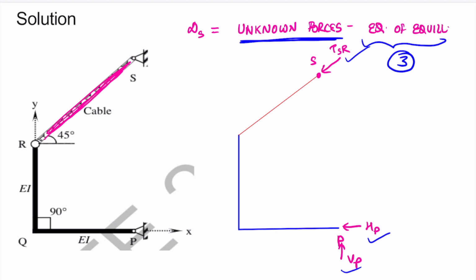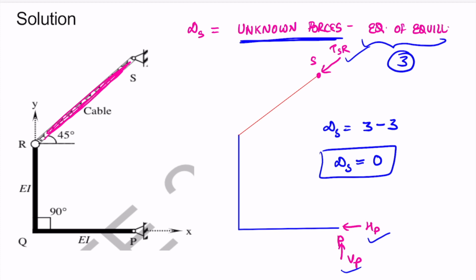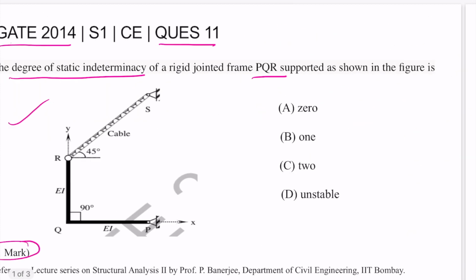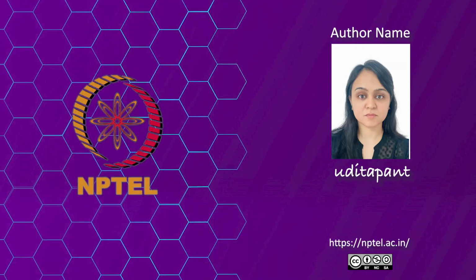So now we know the unknown forces, which are 3, and equations of equilibrium are also 3. So therefore the degree of static indeterminacy for this frame will be 0. So the correct answer is option number A, that is, it is having degree of static indeterminacy is 0, that is, the structure is determinate.